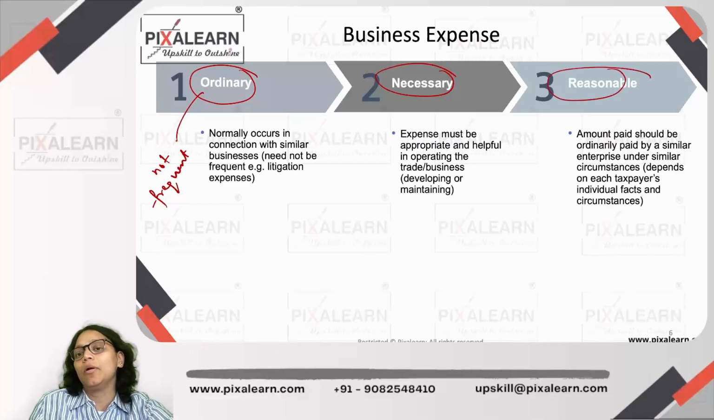And this is very important: the amount should be reasonable. Considering the trade and considering the rules of the business, it should be reasonable for a business to ask for a deduction of that kind from Schedule C.